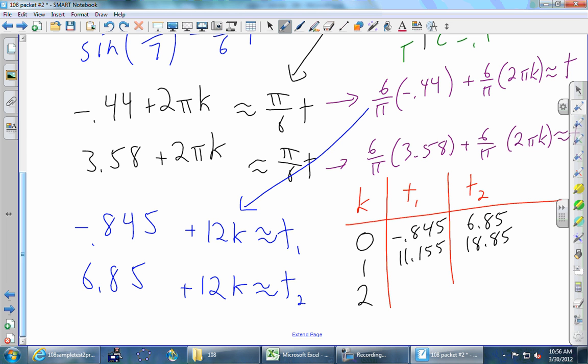I think we're done. What were we looking for again? First three after midnight or something. So the first three positive ones were what we were looking for, and we got them. So we're done. If you want more, fill in more of the table.